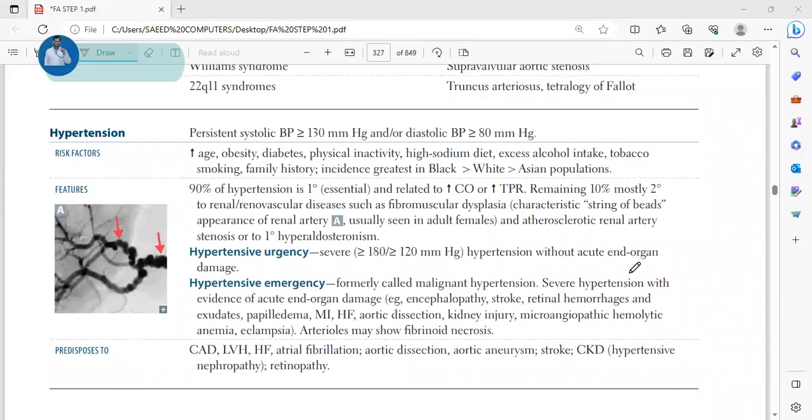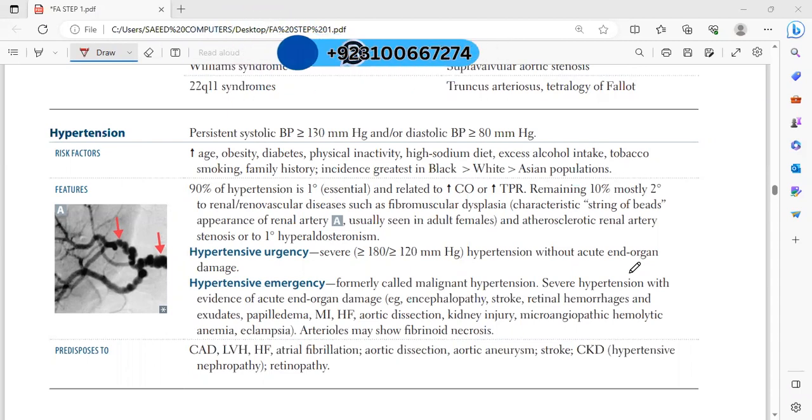You will have persistent systolic blood pressure more than 130 mmHg, or diastolic blood pressure more than 80. So remember, this question is also high yield. Okay, first step one and two.